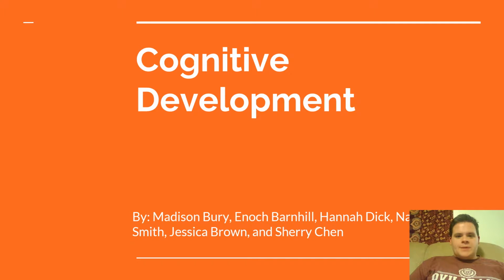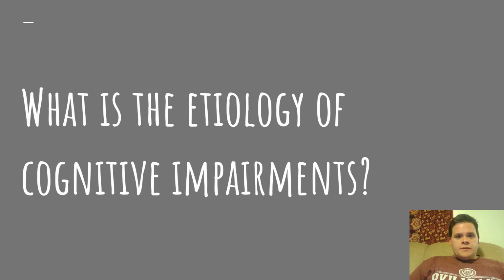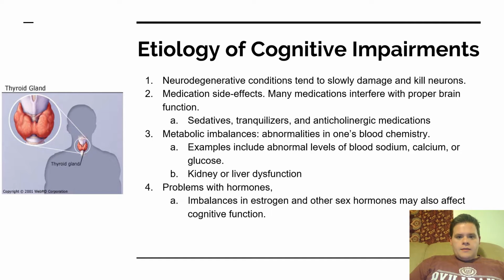So here we go. What is the etiology of cognitive impairments? They are neurodegenerative conditions that slowly damage and kill neurons. They are often caused by side effects to medication that interfere with proper brain function. Metabolic imbalances can also cause cognitive impairments. So abnormalities in one's blood chemistry, abnormal levels of blood sodium, calcium, or glucose, that kind of thing.